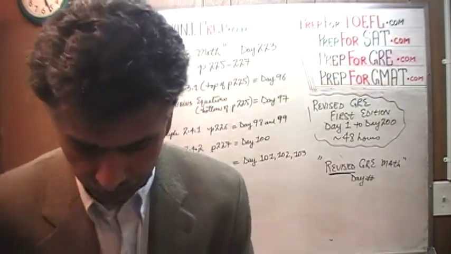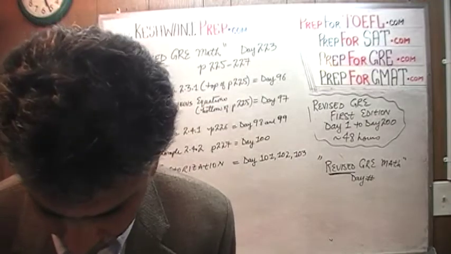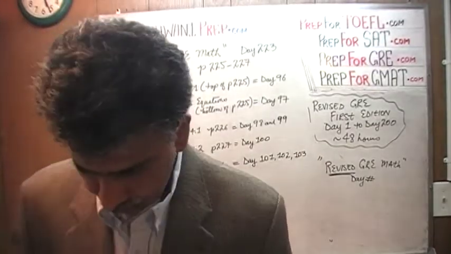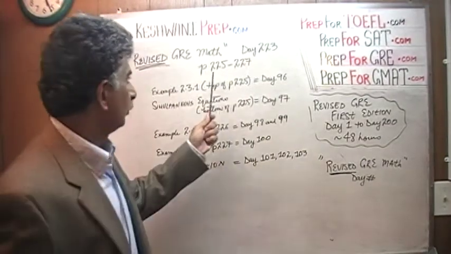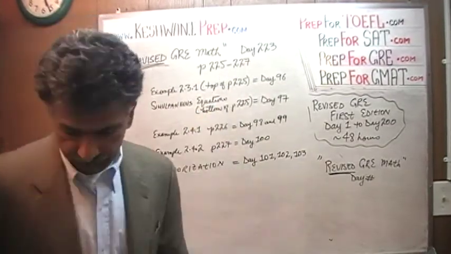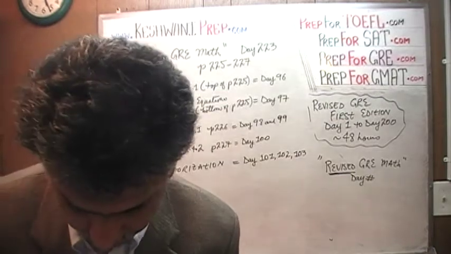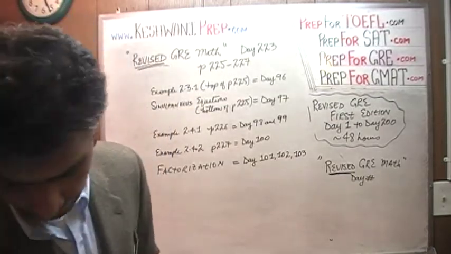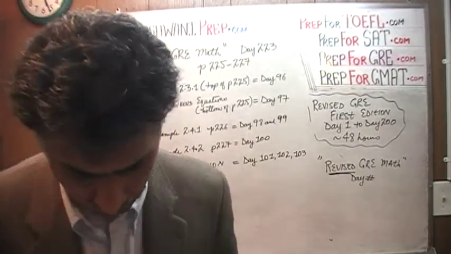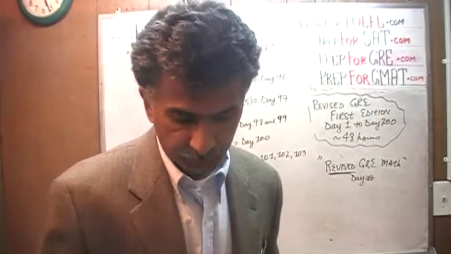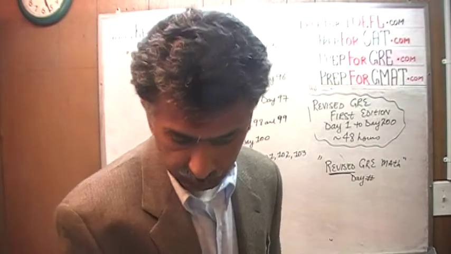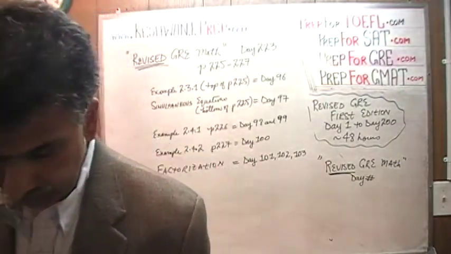The problems that we are going to deal with today are the ones that you will find on page number 225 through 227. Let's turn to page number 225, please. On the very top of page 225, this is the section that deals with algebra. The algebra portion starts on page number 222. On the very top of page number 225, there's an equation there.